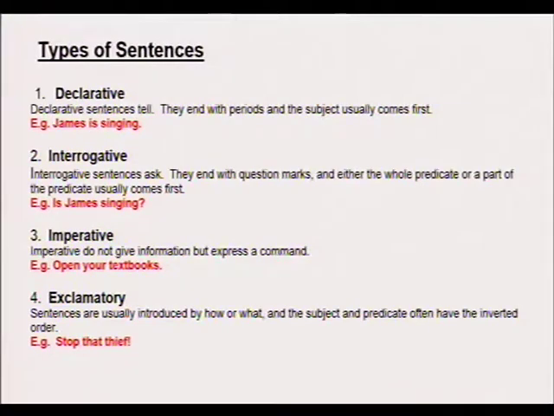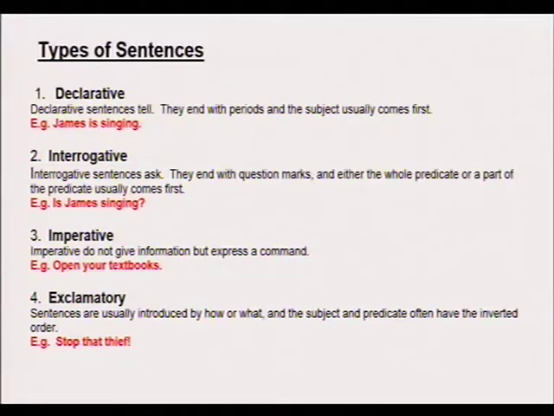Interrogative, it's like you're being asked something, you're under question. So these usually have question marks, and either the whole predicate or part of the predicate usually comes first. For example, is James singing? For the imperative, imperative sentences do not give information, but express a command. Open your textbook.